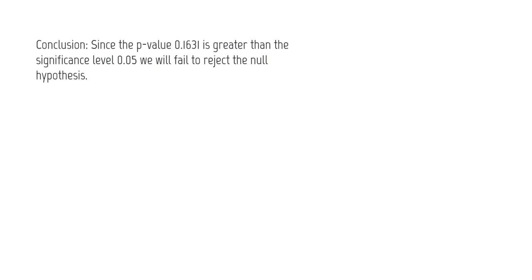So how do we use StatCrunch to get these values a little bit quicker? So you're going to go to Analysis, you're going to go to Hypothesis Testing, and then you're going to look for the two-sample hypothesis test with independent means.